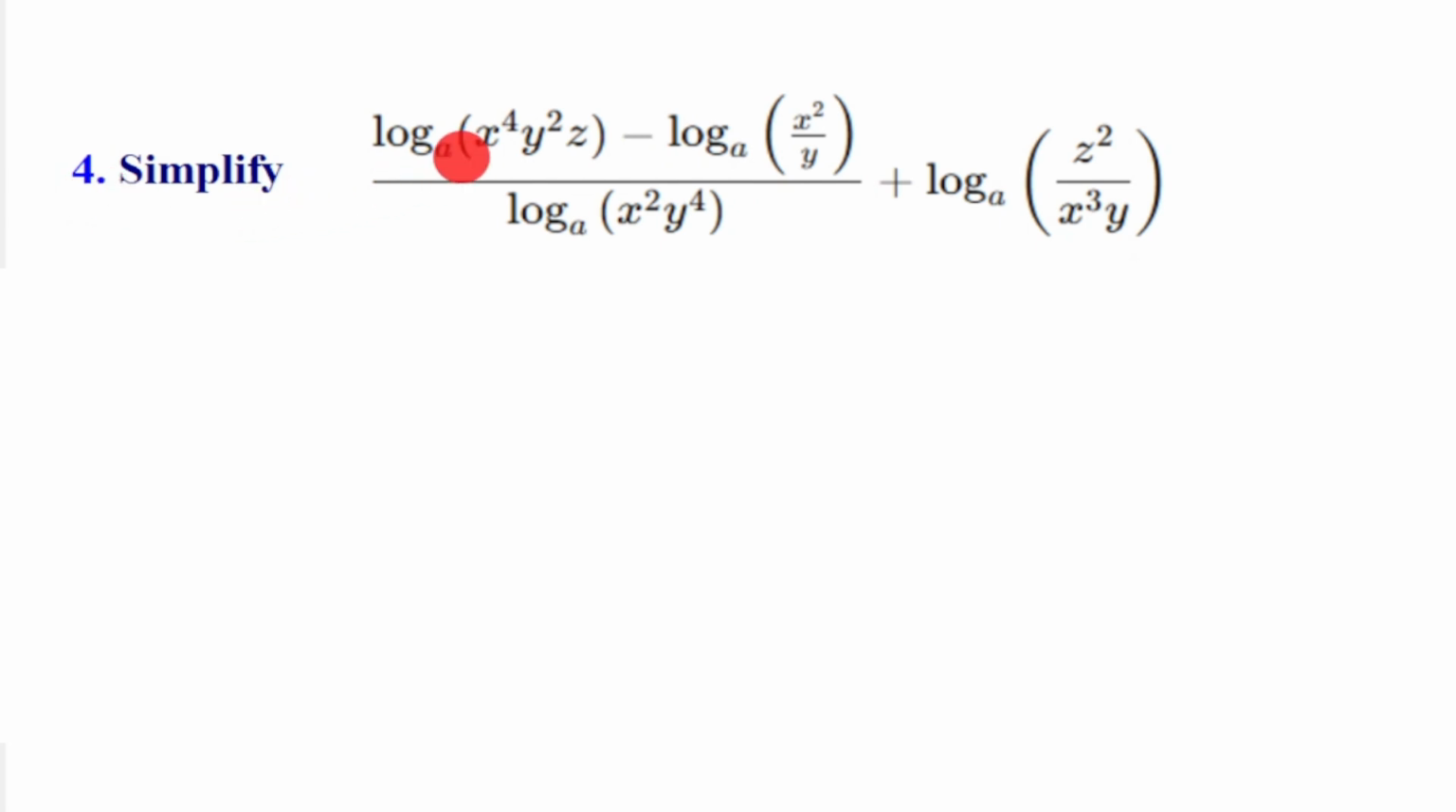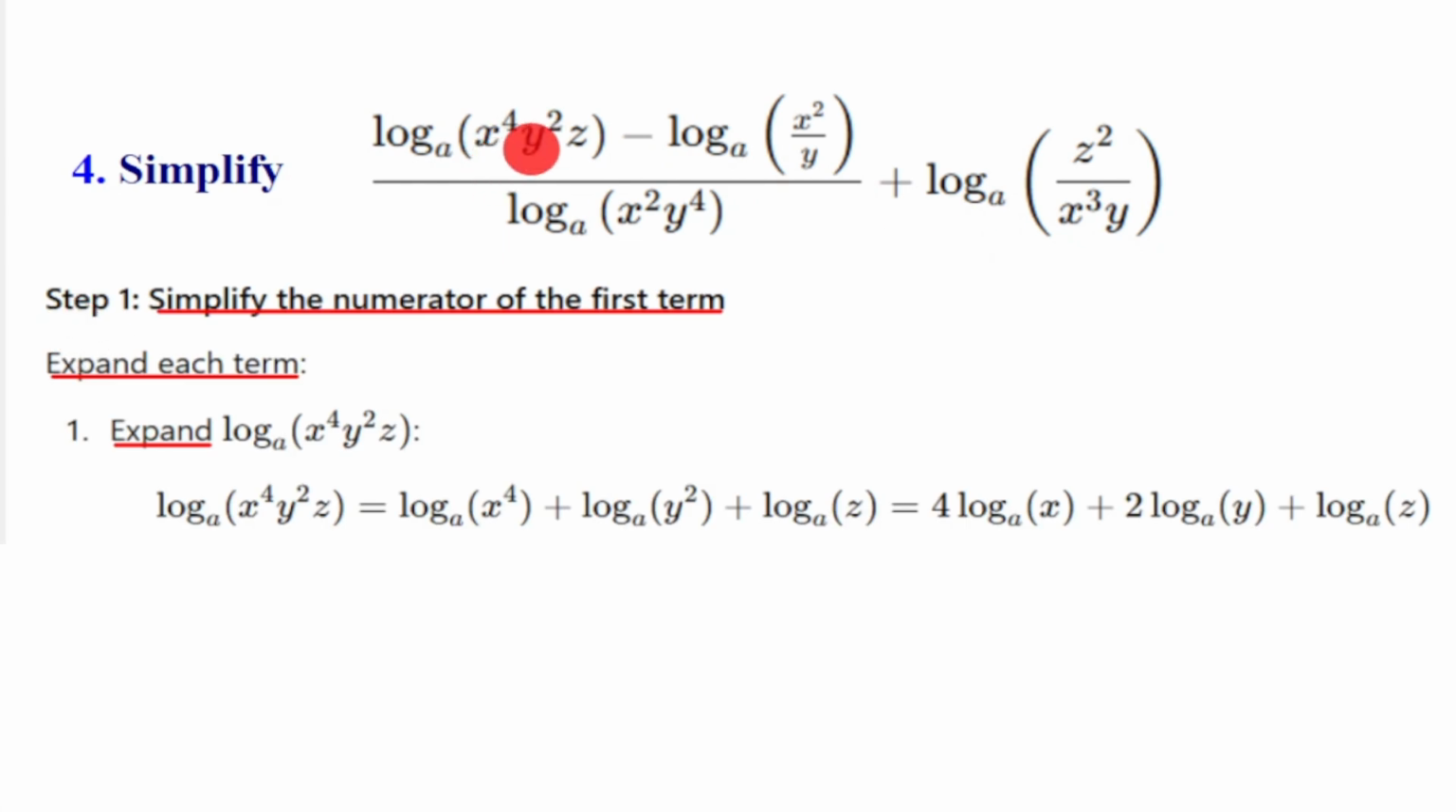4. Simplify logarithm of x to the power of 4, y to the power of 2, z to the base a minus logarithm of x square over y to the base a over logarithm of x square y to the power of 4 to the base a plus logarithm of z square over x cube y to the base a. Step 1. Simplify the numerator of the first term.